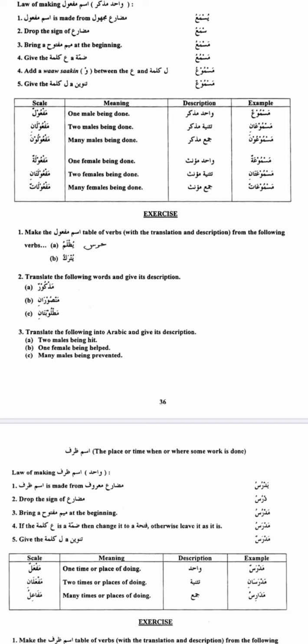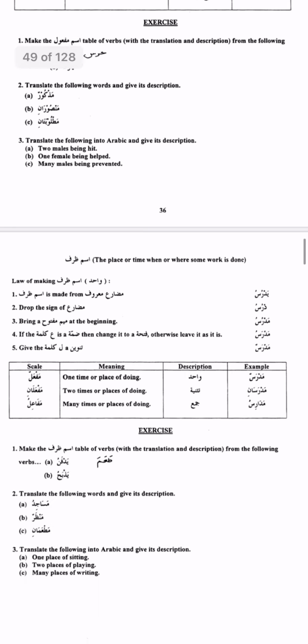Mazlumun, one male being oppressed. Mazlumani, two males being oppressed. Mazlumuna, many males being oppressed. Wahid mudhakkar, then tathniya mudhakkar, dual, and then the jam'a mudhakkar, plural masculine. And then you have mazlumatun, one female being oppressed. Mazlumatani, two females being oppressed. Tathniya mu'annath, dual feminine, and mazlumatun, the jam'a mu'annath, plural feminine, many females being oppressed, more than two.